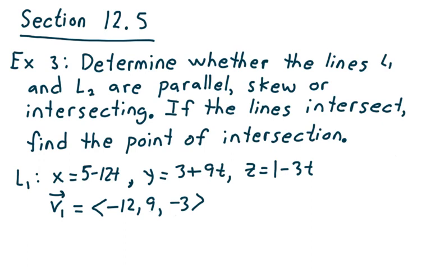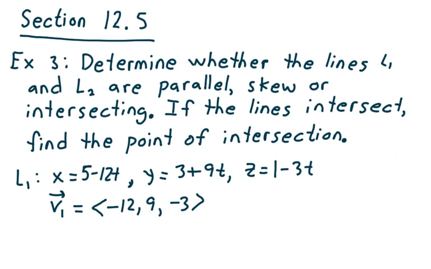So L1 is given by the parametric equations x equals 5 minus 12t, y equals 3 plus 9t, and z equals 1 minus 3t. Now, v1 is the vector negative 12, 9, negative 3, and v1 is a vector that runs parallel to line 1. Now, how did I come up with this vector?